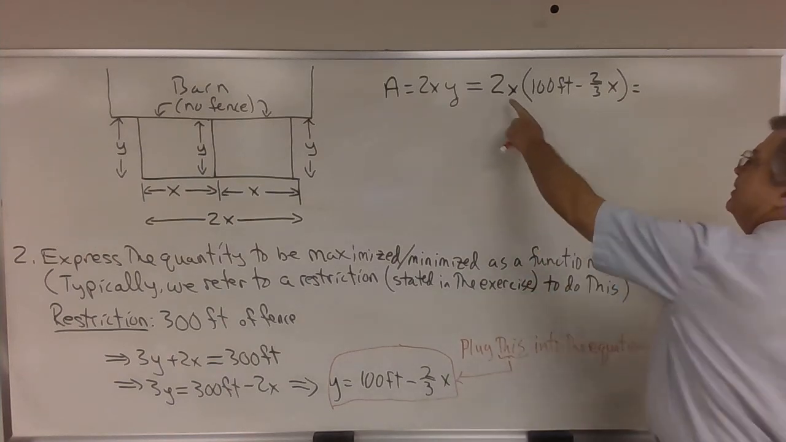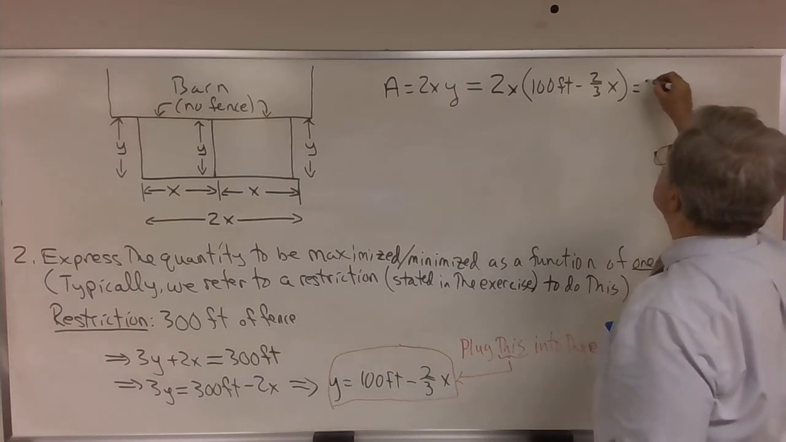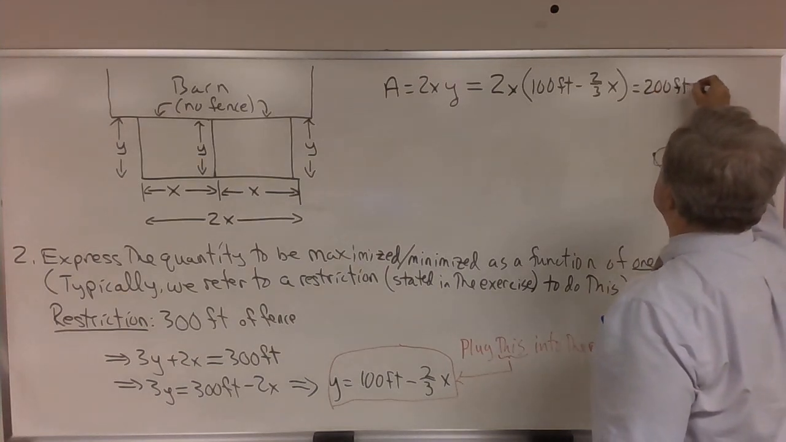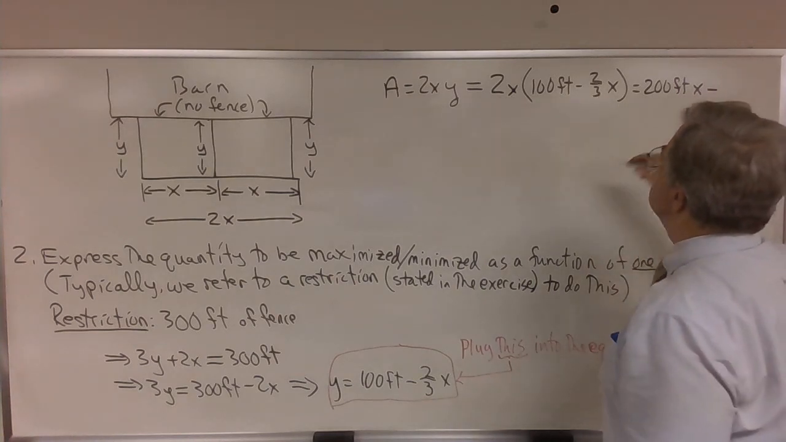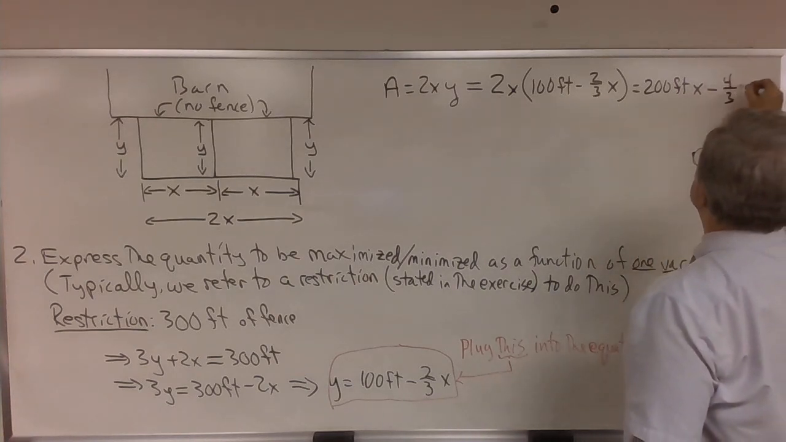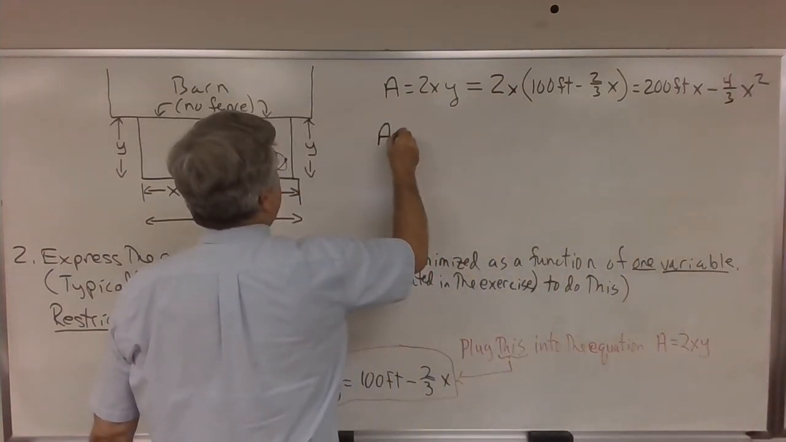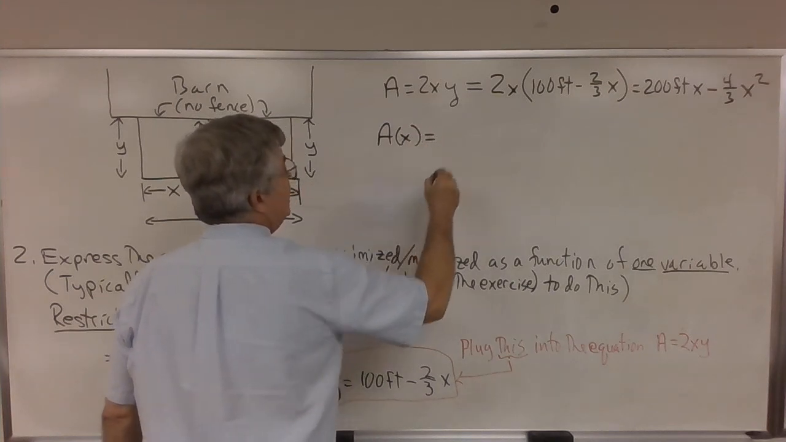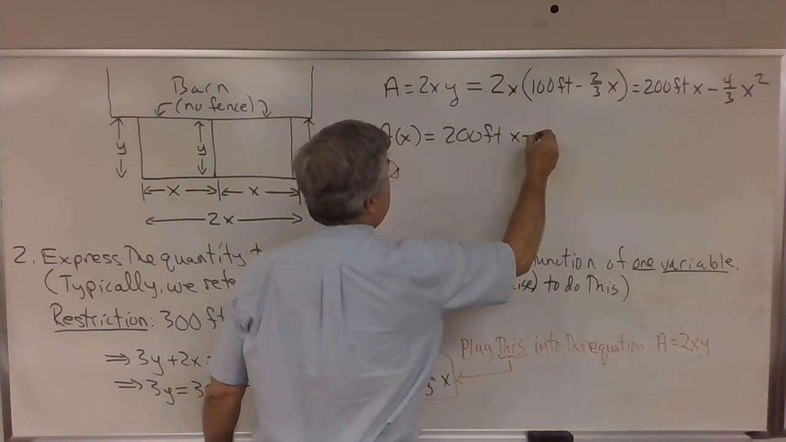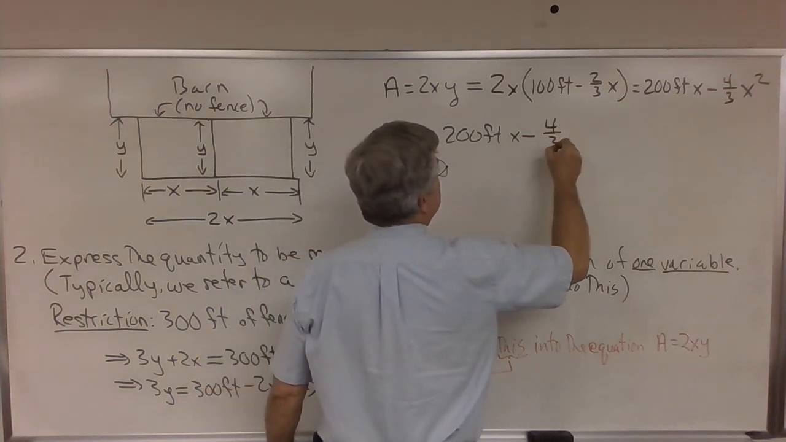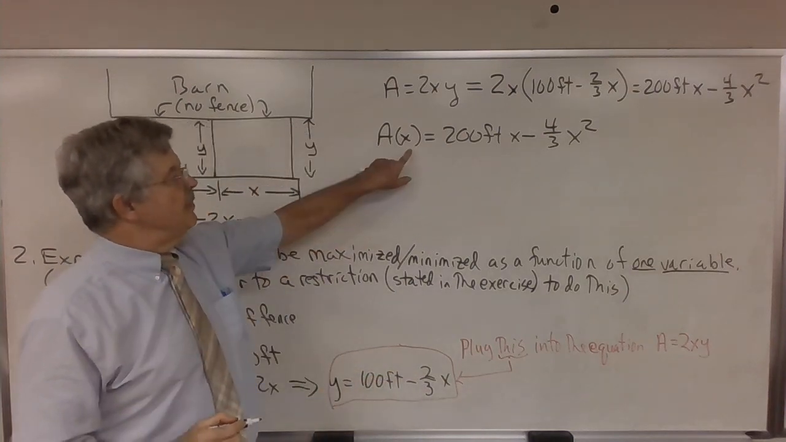And then I'll distribute the 2x to each term. So I'll get 200 feet x minus 2x times 2/3 x is 4/3 x squared. So I have A evaluated at x equal to 200 feet x minus 4/3 x squared. That's the function that I want to maximize.